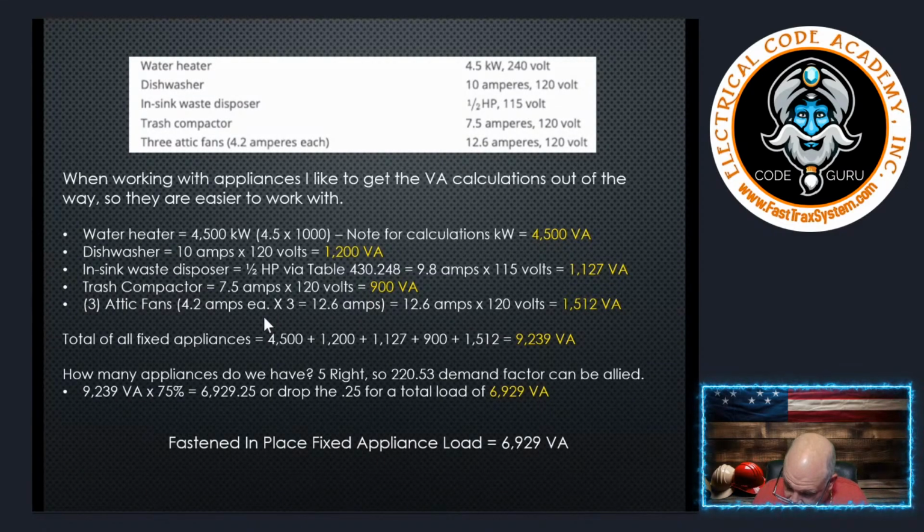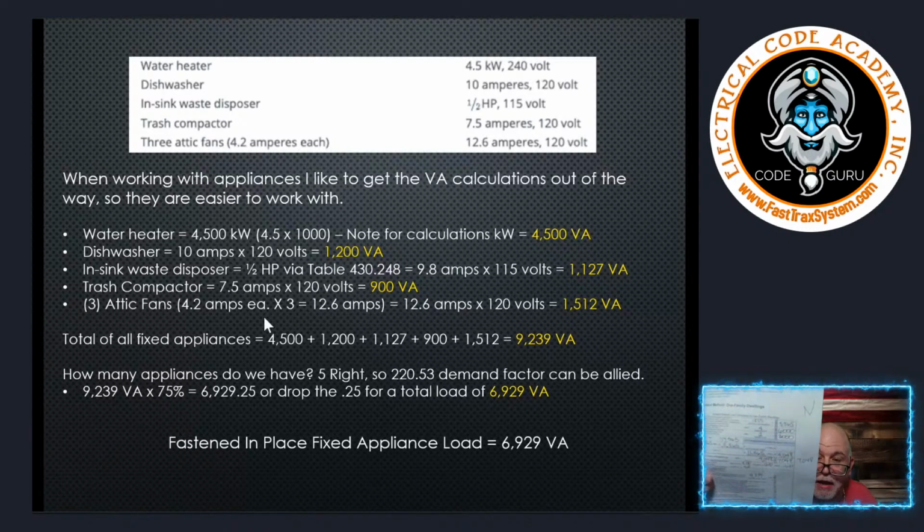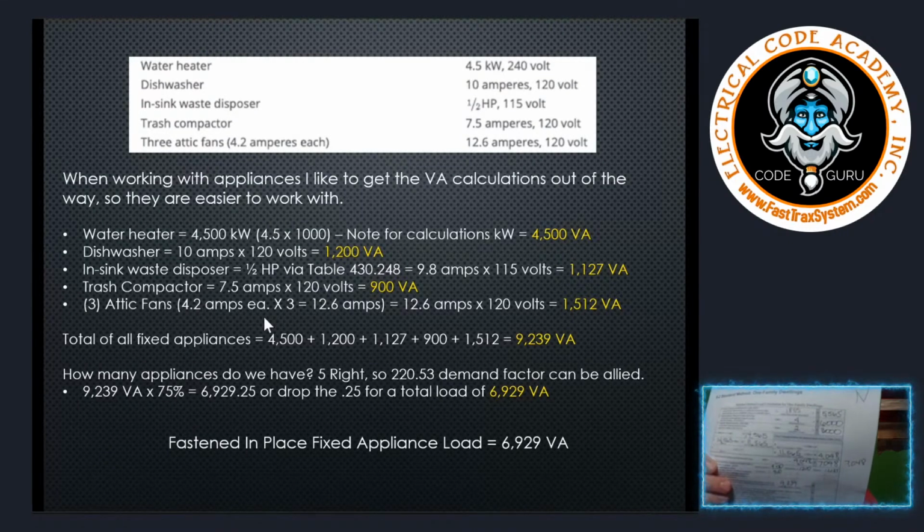Now, in my little form here, I want to make sure I fill all these out. So I'm going to do 4,500. For the compactor, I'm going to put 900. For the dishwasher, I'm going to put 1,200. You should be doing the same thing if you're using the form. For the disposer, I'm going to be putting 1,127. And so the total, again, was 9,239. This is exactly how you would fill it out on your form. I know you can't see it, but that's how we fill all that out.